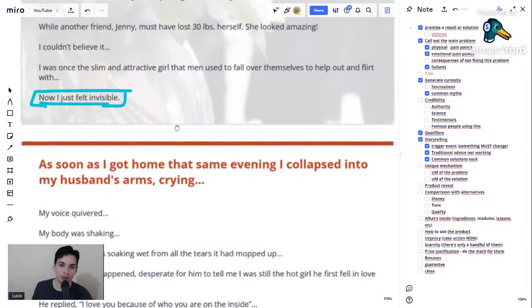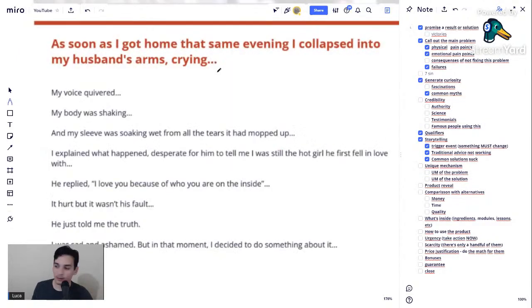As soon as I got home that same evening, I collapsed into my husband's arms, crying. My voice quivered, my body was shaking, and my sleeve was soaking wet from the tears I mopped up. I explained what happened, desperate for him to tell me I was still the hot girl he fell in love with. He replied, "I love you because of who you are on the inside."